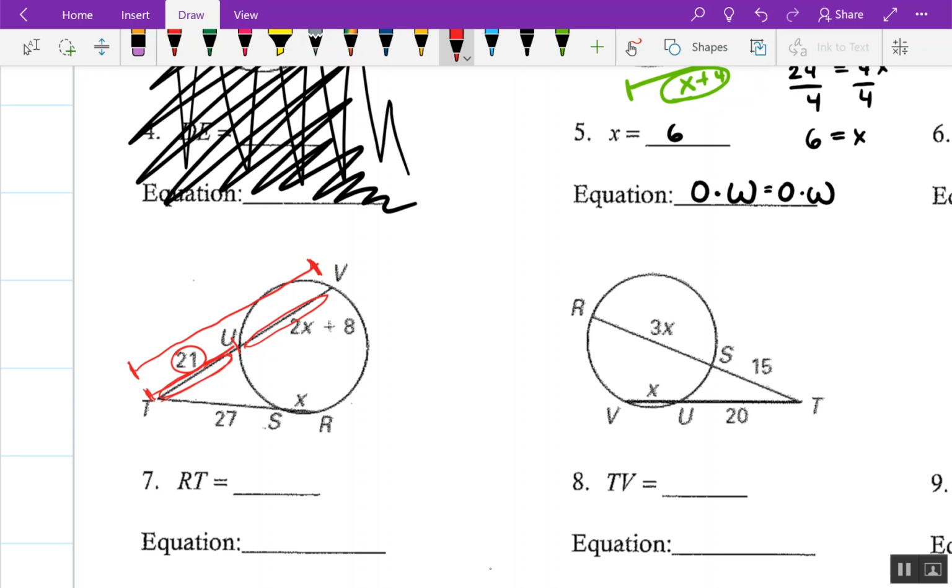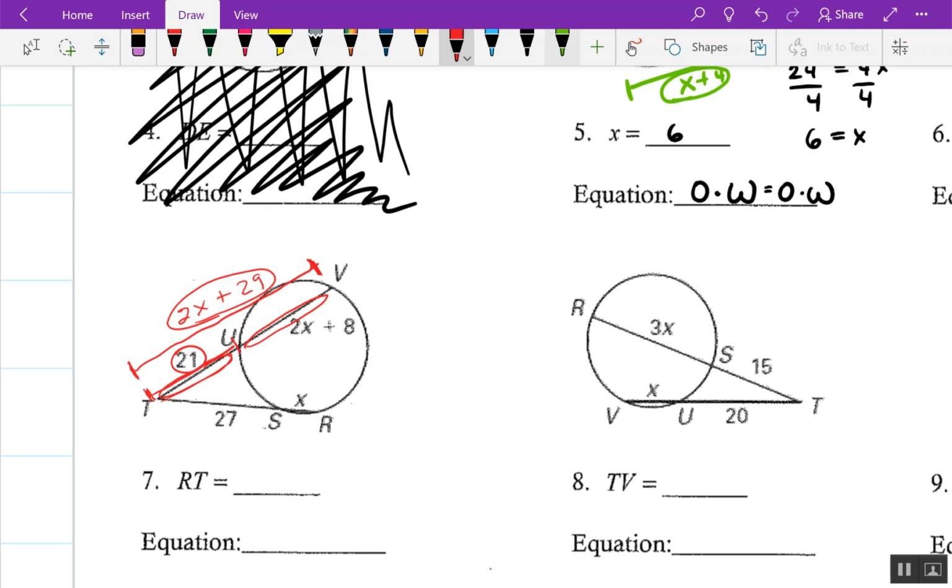So what is 21 plus 2x plus 8? Combine the 21 and the 8. 29 plus 2x. There you go. So it's 2x plus 29. The whole piece means you have to add the two pieces of the secant. So the entire secant is those two pieces of the secant.